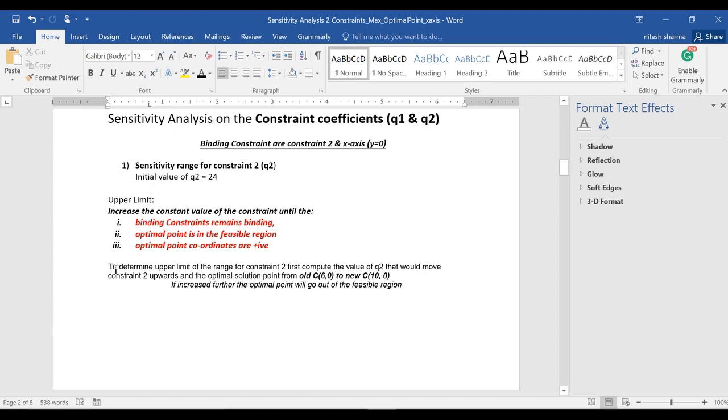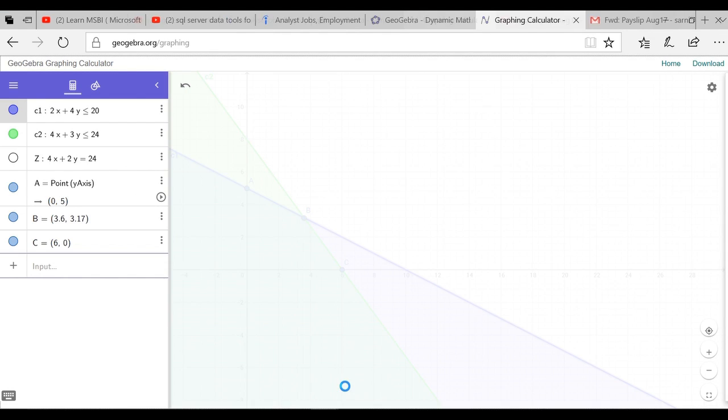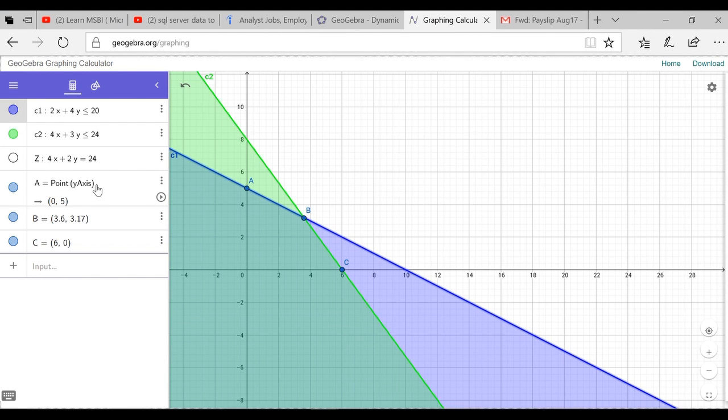To determine the upper limit of the range for constraint 2, first compute the value of constraint 2 that would move constraint 2 upwards and the optimal solution point from old C (6, 0) to new point C, that is (10, 0). And if I increase further, the optimal point will go out of the feasible region. Let's see how I reach this statement. Let me go to GeoGebra, to our graph, and I'll start increasing the value of the constraint 2 constant.